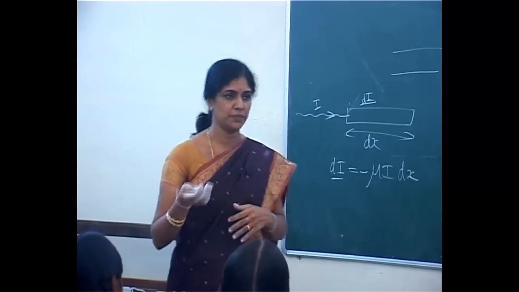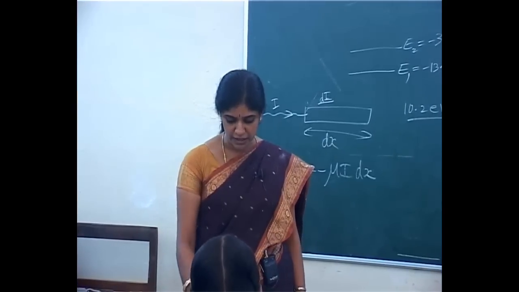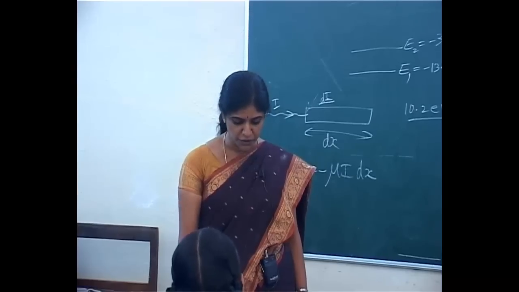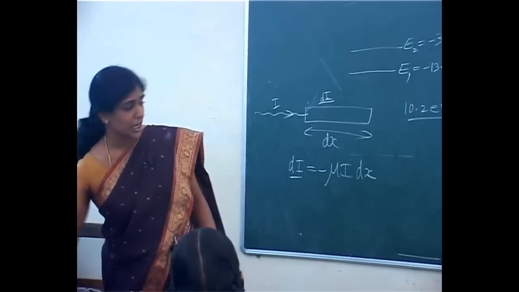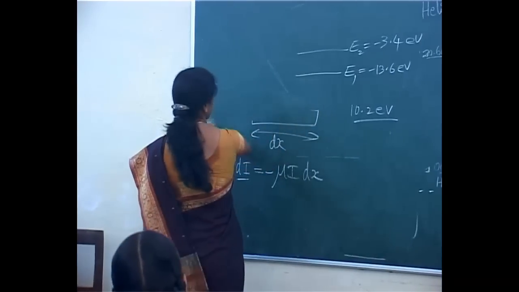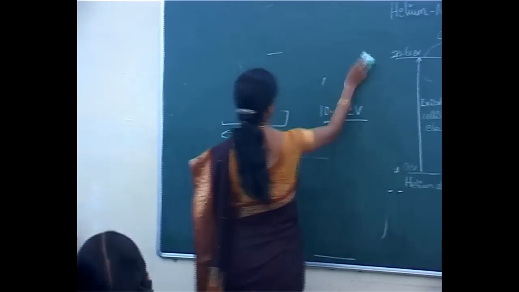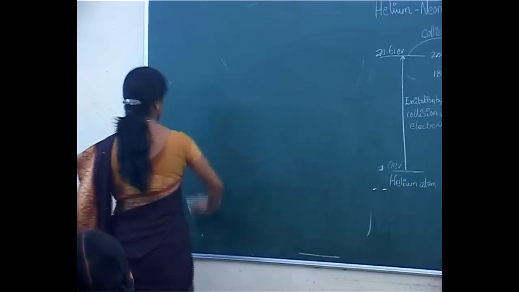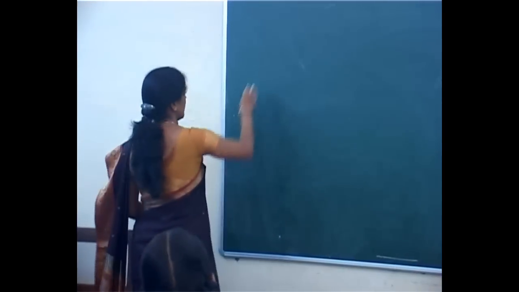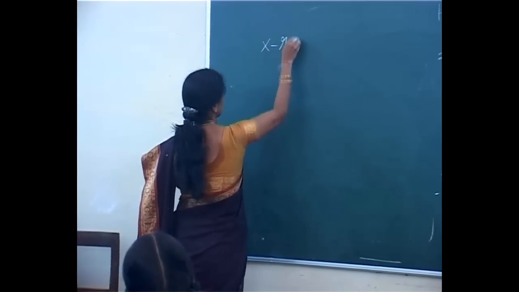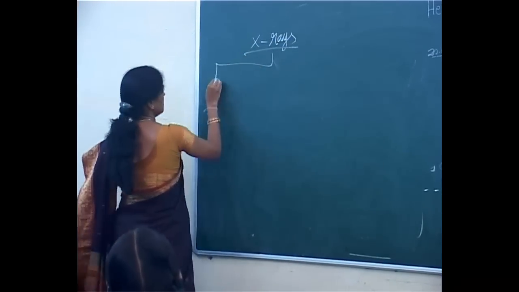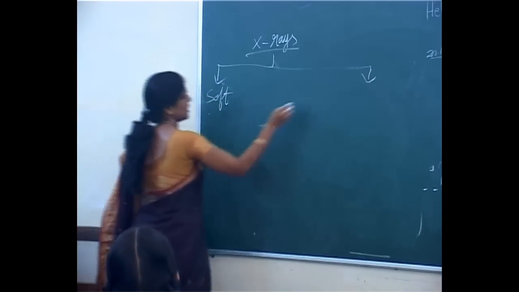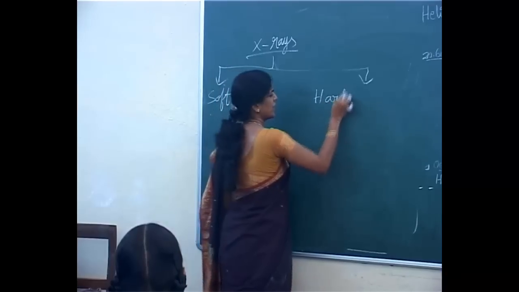Clear? Then X-rays: you will study production of X-rays, properties of X-rays, absorption. In X-rays we have two types of X-rays. This is very, very important. X-rays, what do you know about it now? How will its wavelength be? It will be a very short wavelength. So we have two types of X-rays: one is soft X-rays and the other one is hard X-rays.